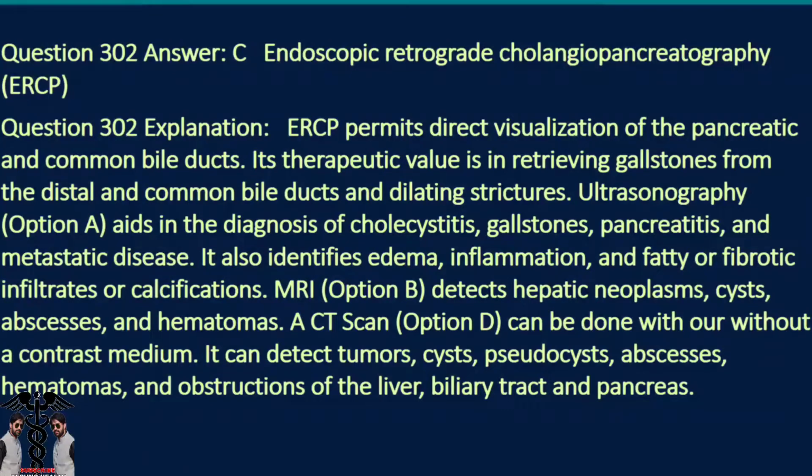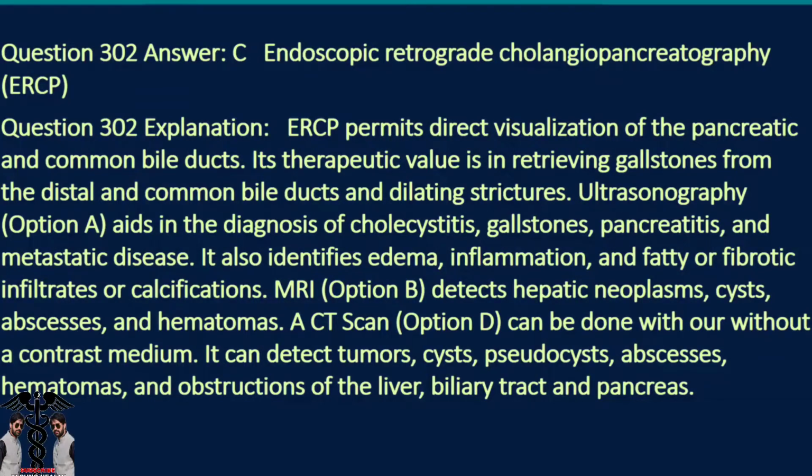Question 302 Explanation: ERCP permits direct visualization of the pancreatic and common bile ducts. Its therapeutic value is in retrieving gallstones from the distal and common bile ducts and dilating strictures. Ultrasonography, option A, aids in the diagnosis of cholecystitis, gallstones, pancreatitis, and metastatic disease. It also identifies edema, inflammation, and fatty or fibrotic infiltrates or calcifications.